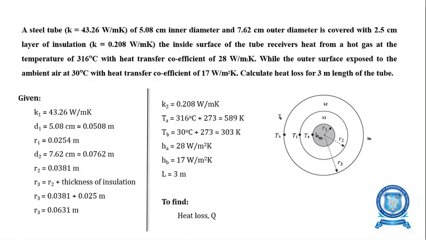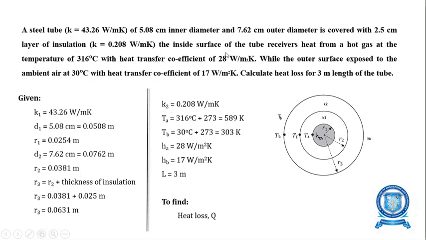Hence, R3 is equal to R2 plus the thickness of the insulation, which gives the radius of the insulation. So look at R3 is equal to R2, that is the outer radius of the steel tube, plus the thickness of insulation. By adding these two, we will get the value of R3, that is the radius of insulation. And the insulation thermal conductivity is given as K2.